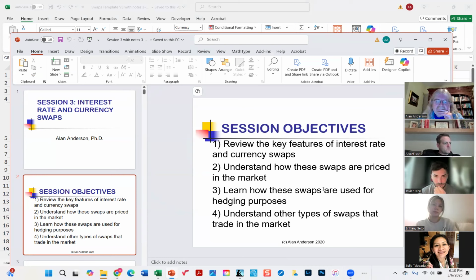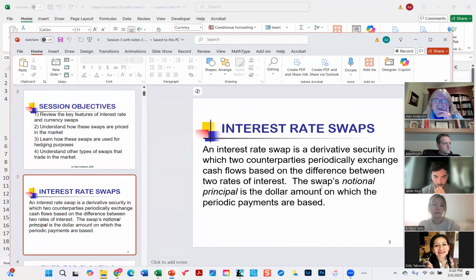So we're going to understand how they're used to hedge, and other types of swaps that trade in the market, in particular the currency swaps. There are several others as well. In fact, in principle, there's no limit to how many different kinds of swaps we could create, since they're being traded in the over-the-counter market.